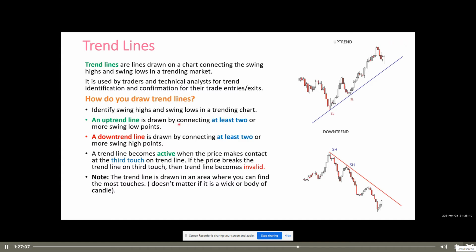An uptrend line is drawn by connecting at least 2 or more swing low points. So the prerequisite condition here is that you need to identify at least 2 points before drawing a trend line. You need at least 2 points before you draw a trend line. If you just have 1 point, you can't simply draw it out of thin air, right? You need at least 2 points.